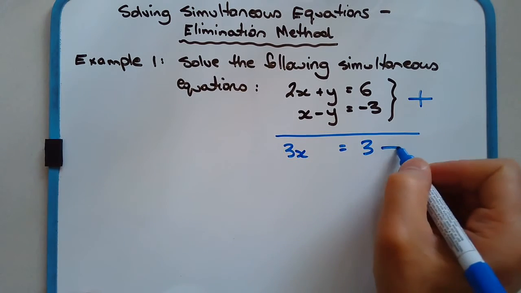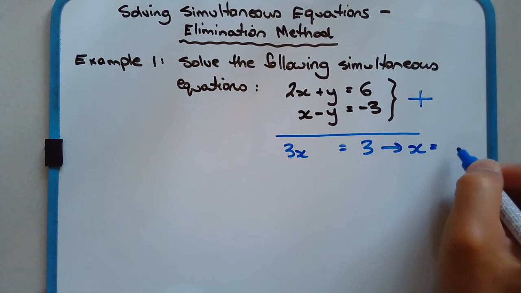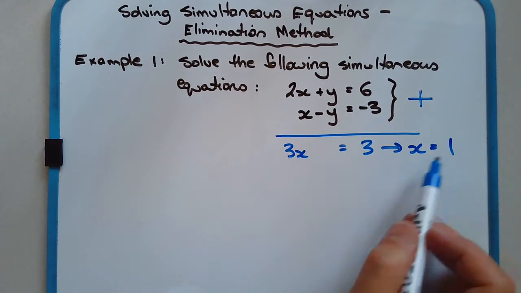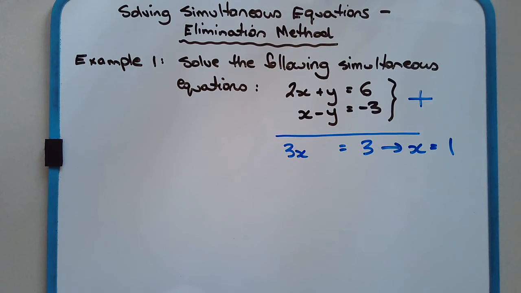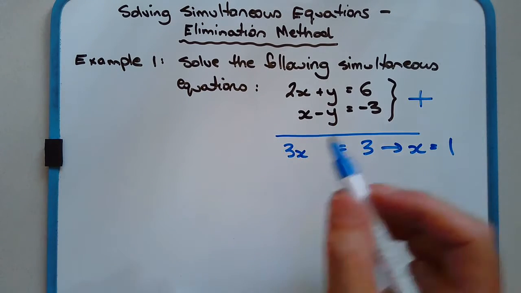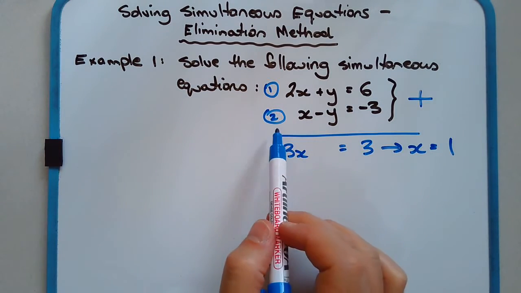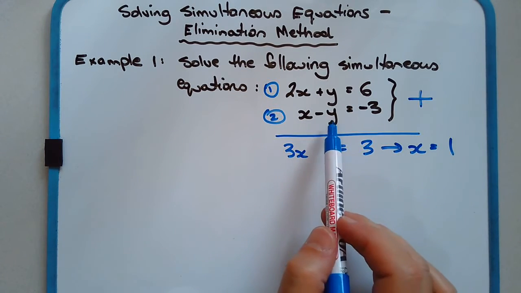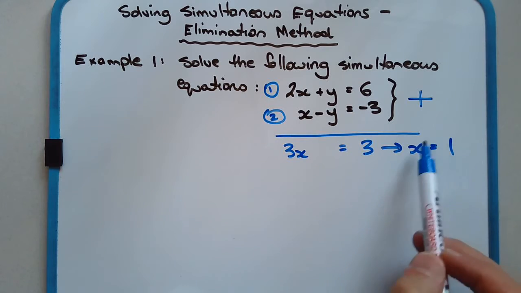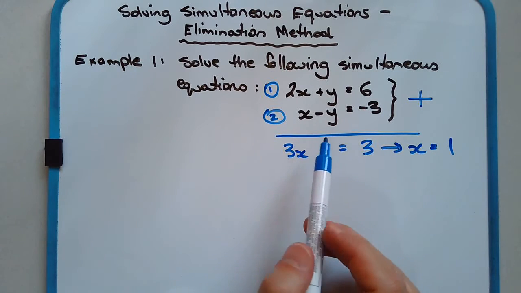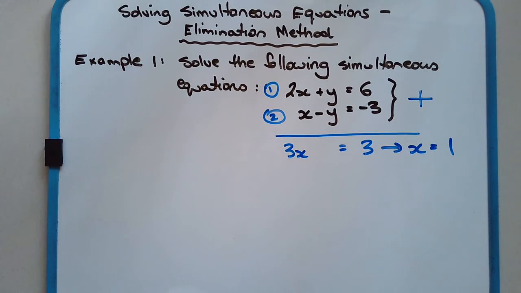Solving that, we have x is equal to 1, by dividing both sides by 3. So 3 times 1 gives you 3. That's not our final answer though. We also need to find the value of y. So I'm going to label these two equations: equation 1 and equation 2. We can choose either one of these two equations to substitute x equals 1 into, and then find the remaining variable. Let's use equation 2 only because it looks simpler.